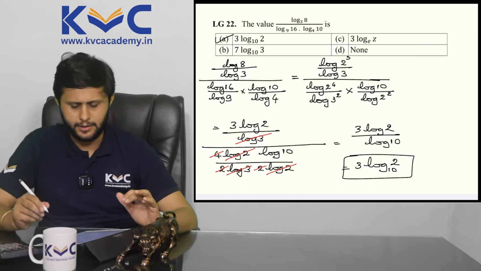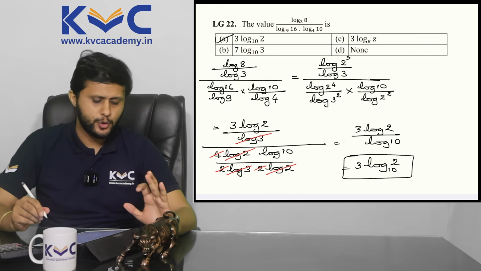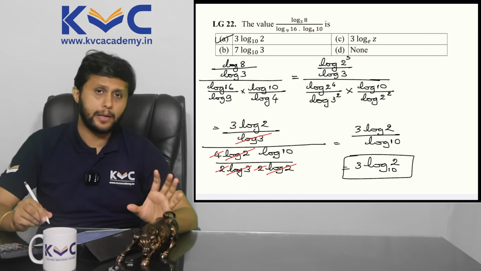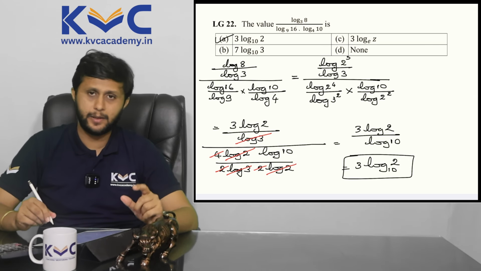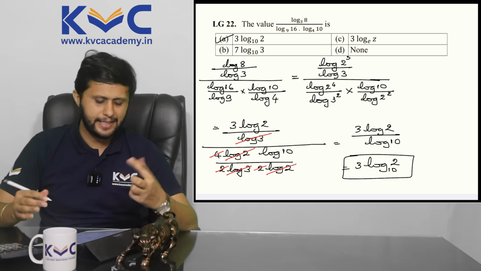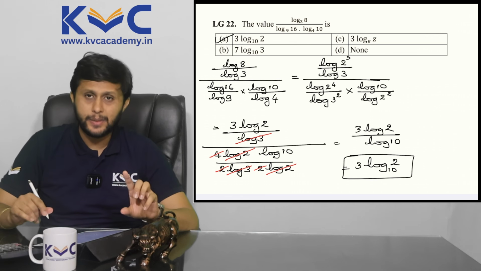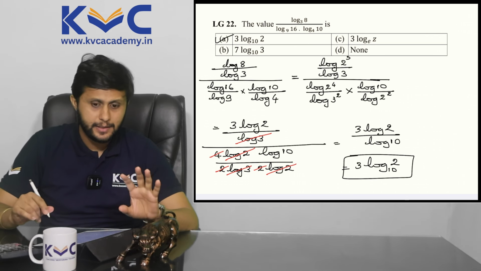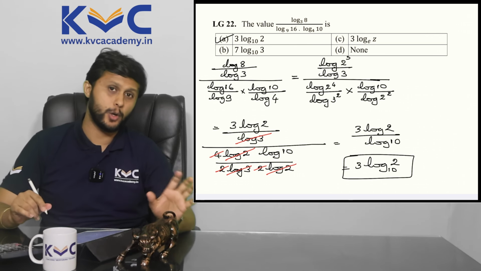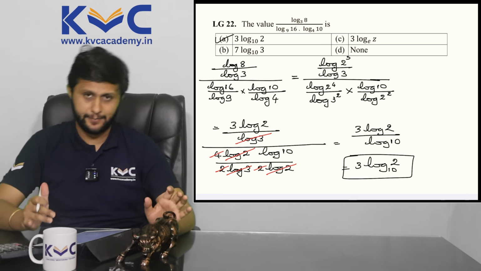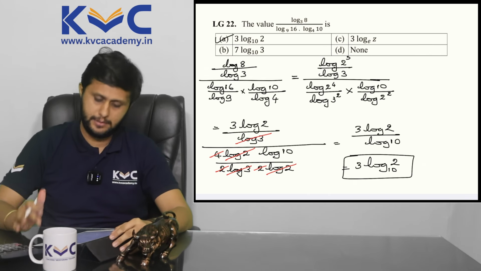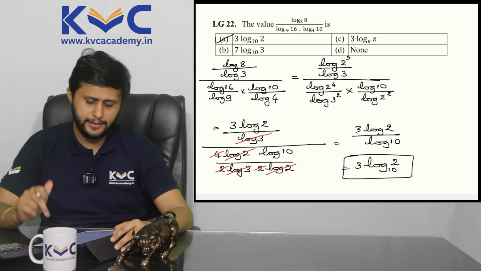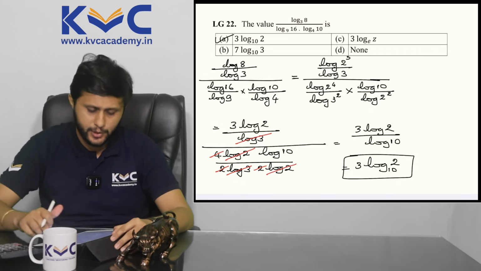This is the simplification. Which other method we could have used to solve? We could have used the calculator method: log 8 by log 3, log 16 by log 9, and log 10 by log 4. Simplify further, you'll get the answer. But you cannot stop over there. After you get the answer, you need to also simplify the options and get the answer the same way. So after you do all of that, you will get the right answer. Okay. Question number 22 is done. We'll move on to the next question.